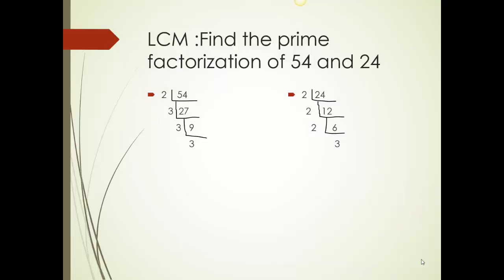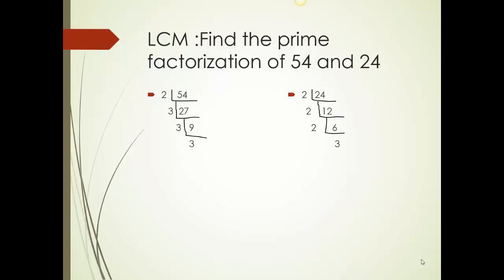All right. So let's start by taking 54 and 24 and using prime factorization. So 54 prime factored, I divided by 2, it gave me 27. I divided by 3, it gave me 9, which is 3 times 3. For 24, I divided by 2, it gave me 12. I divide that by 2 again, it gives me 6, and 6 is 2 times 3.